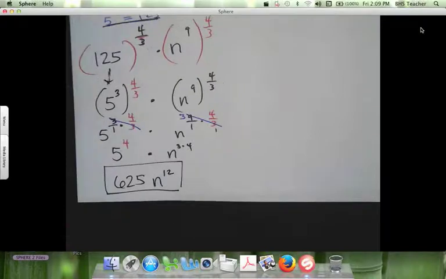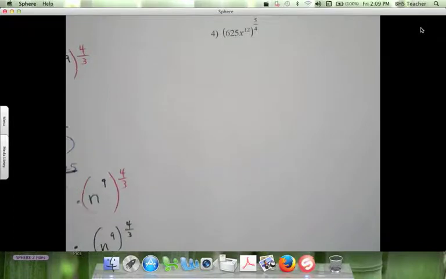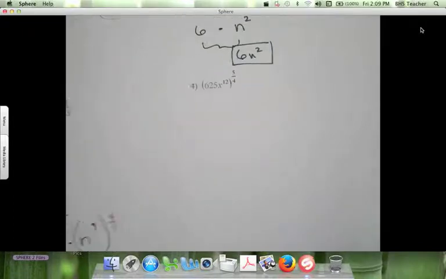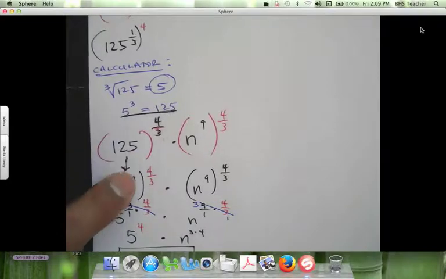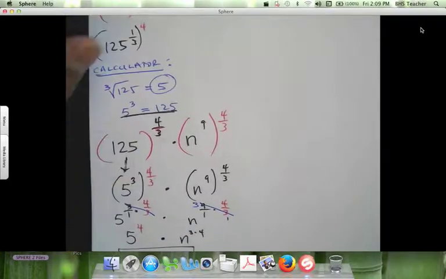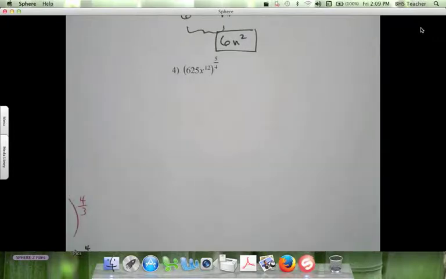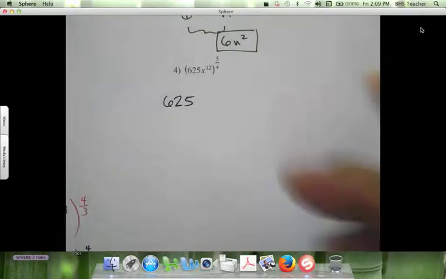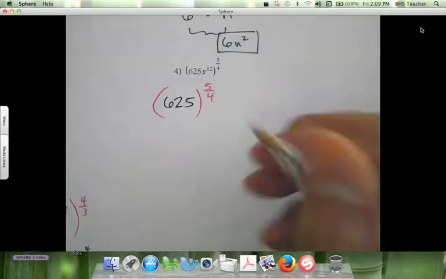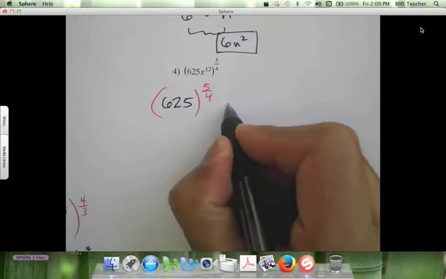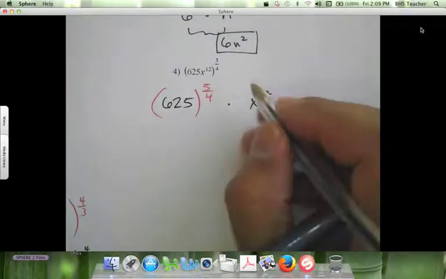Okay, last one. So this one I'm going to try to not break it up like this, and just go right to using my calculator to figure this out here. Last one, number 4. This is going to be 625, and that gets this power of 5 over 4. And then I also have over here the x to the 12, and that also gets the power of 5 over 4.